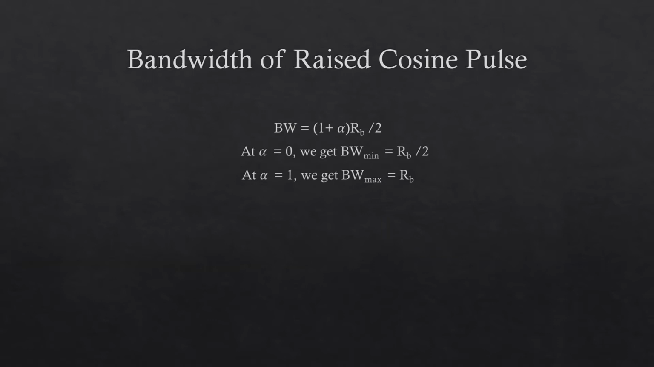Bandwidth of the raised cosine pulse is (1 plus alpha) into R_b by 2. For alpha equal to 0, bandwidth is R_b by 2, which happens to be the minimum bandwidth. Alpha equal to 0 in raised cosine pulse is similar to a simple sinc pulse, as the multiplying factor becomes 1, leaving behind sinc(R_b t). For alpha equal to 1, we get bandwidth equal to R_b, which happens to be the maximum possible bandwidth.